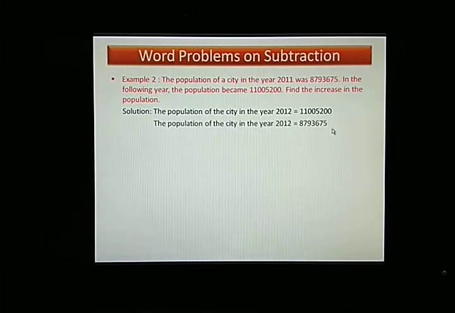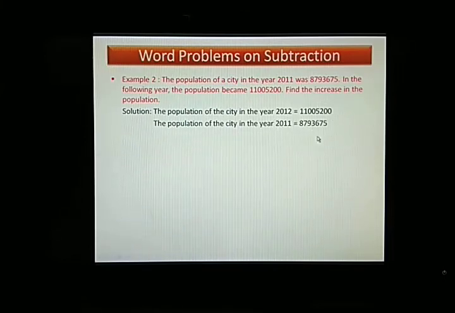Then in... one mistake you have done here. Okay, so we have corrected the mistake now. The mistake was here, it was written 2012. So this will be 2011 according to the question. So in 2011 the population was this much.